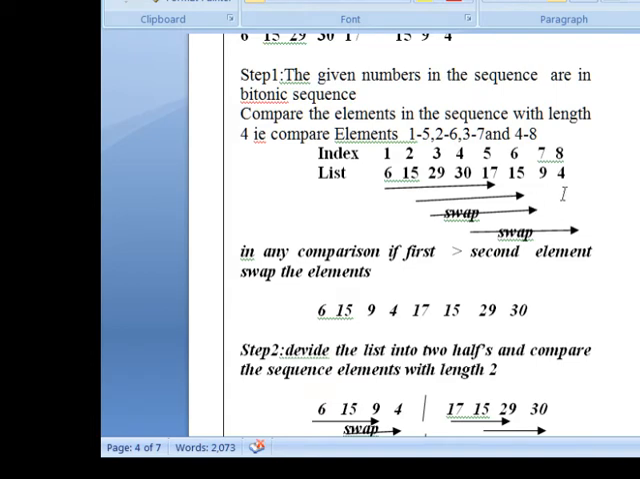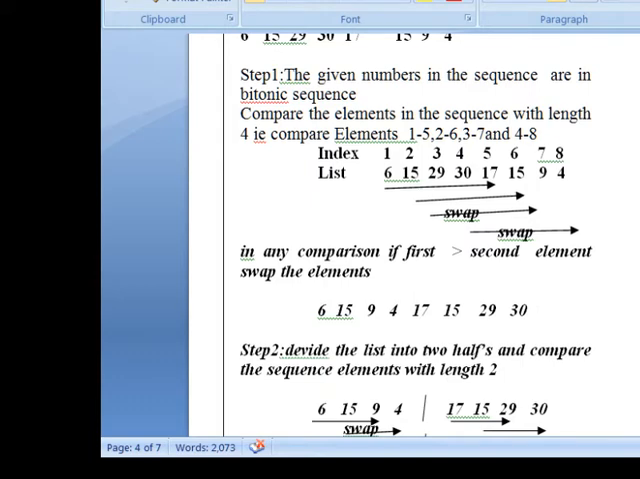Next, the fourth comparator. Compare the values 30 and 4. What is the output for this comparator? 4, 30. So after the first depth of comparison, the parallel comparison, you will get this output.